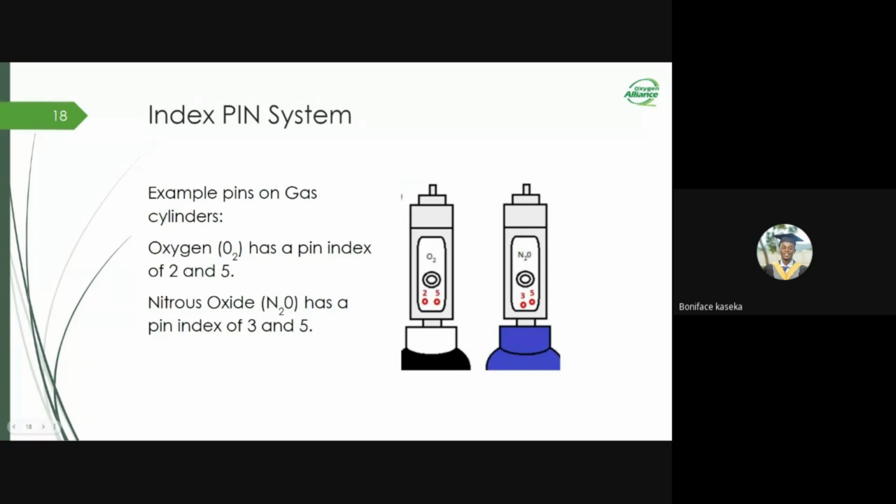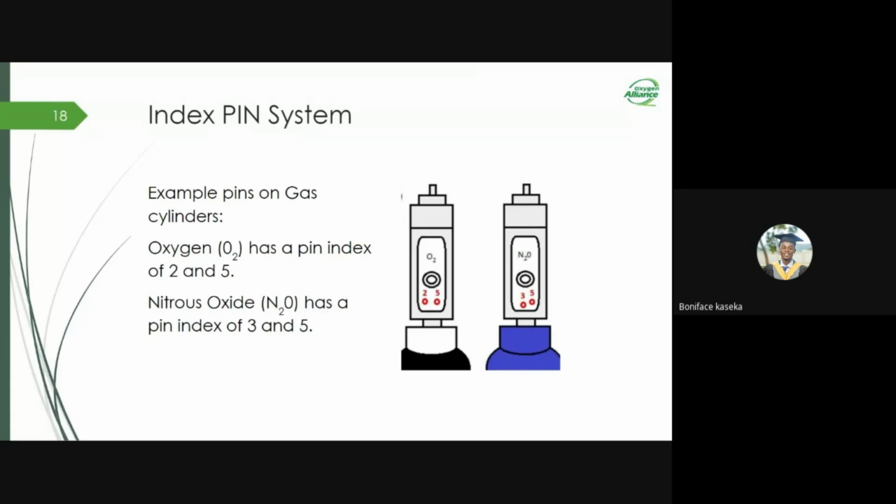If you look at the next slide, as I've already said, oxygen has a pin index of 2 and 5. Universally, each and every oxygen cylinder will have the pins 2 and 5, and each and every anesthesia machine will have a yoke with 2 and 5 pins. So they will only correspond to oxygen. For nitrous oxide, it has pins 3 and 5, and that's universal. Each anesthesia machine's yoke will also have the protruding pins of 3 and 5. This is simply to make sure that you don't use the wrong cylinder to administer the wrong gas.